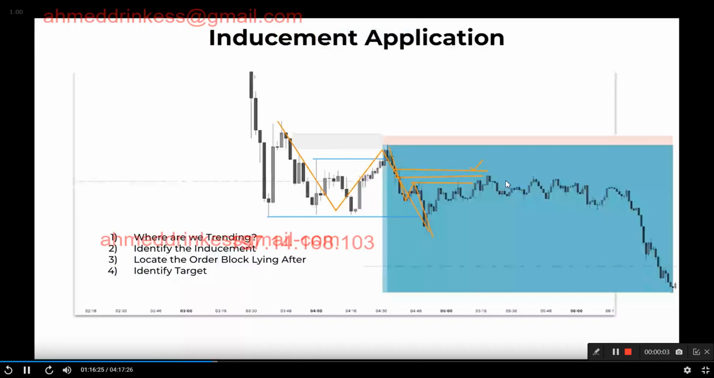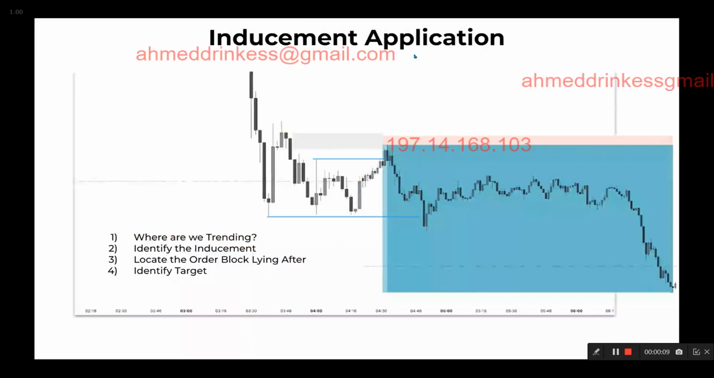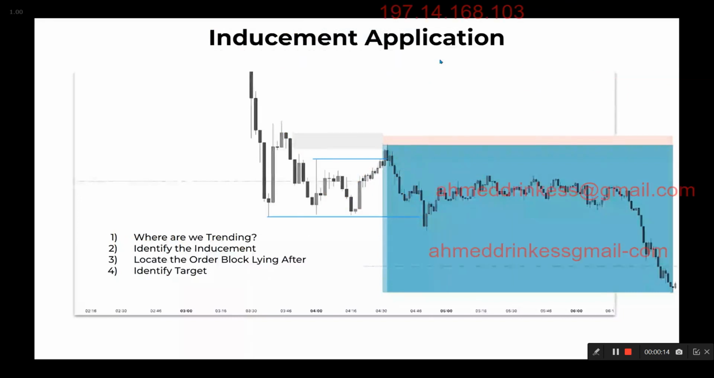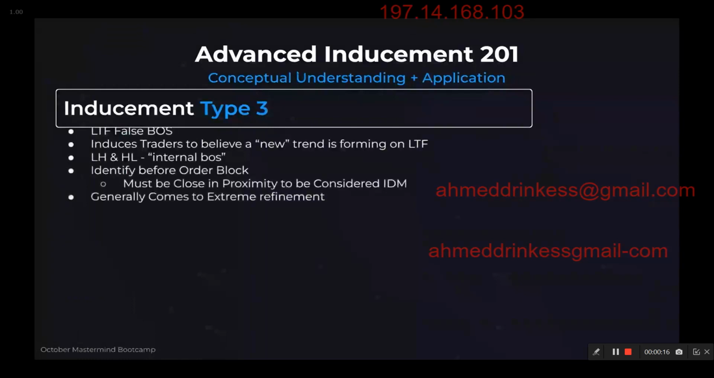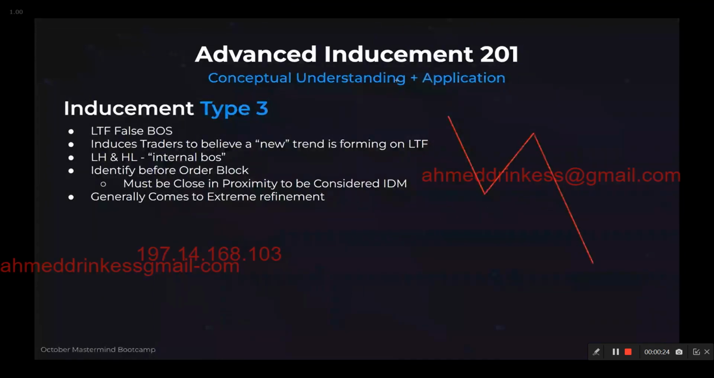Plus imbalance plus liquidity. Always pretty straightforward in theory, but now we're about to take it to the next level. All right, so now that we've reviewed that, inducement type 3, remember this is our lower time frame false BOS within our main range. Draw it one more time just so we can understand, and then we are done going through the inducement type 3.